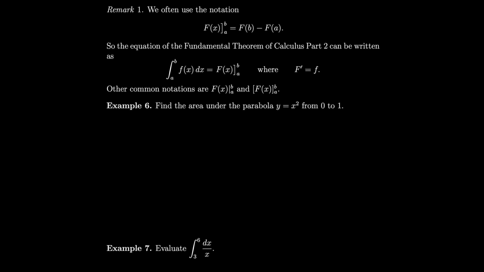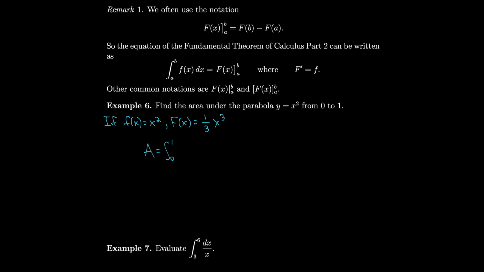Let's find the area under the parabola y equals x squared from 0 to 1. So if f of x is x squared, then capital F of x is 1/3 x cubed, right? The power rule in reverse. You raise the exponent, divide by what you raised it to. So now we have an antiderivative, and we have a continuous function.